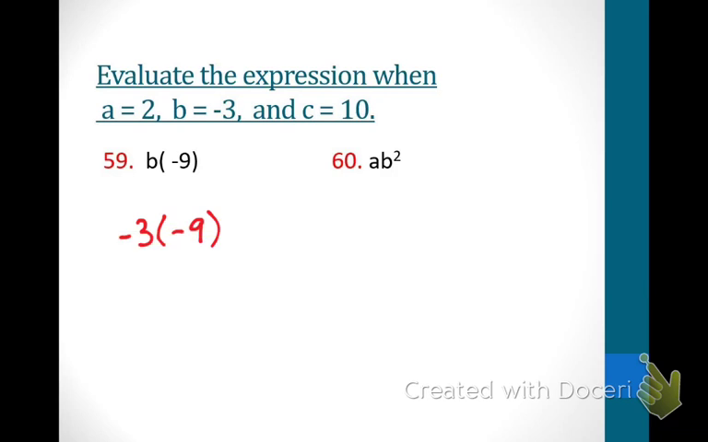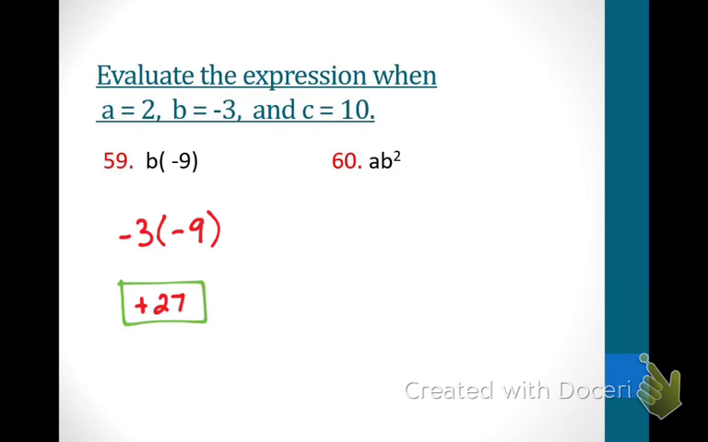So as we're doing this, is my answer going to be positive or negative? I'm multiplying, so what's the rule when I multiply? If you have two negatives, because that's an even number, your answer becomes a positive. So what's my answer? 27. It is positive 27. Very good job. Let's go on to the next one.